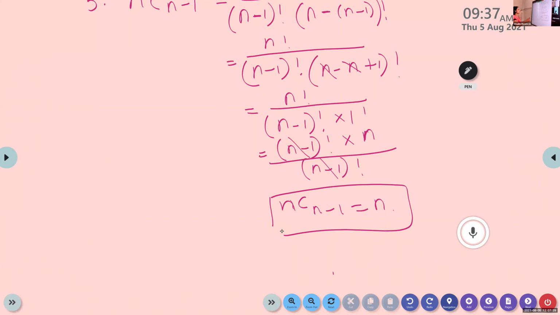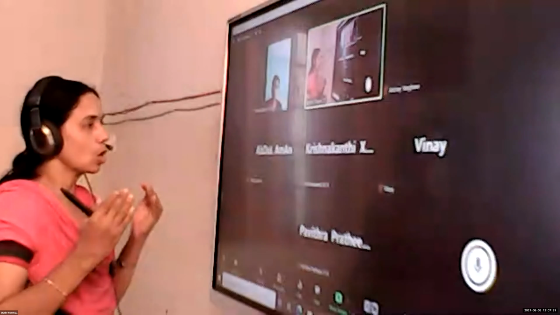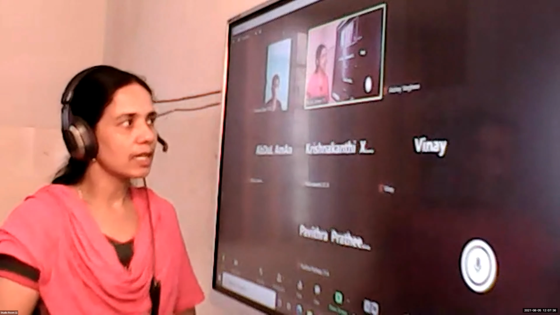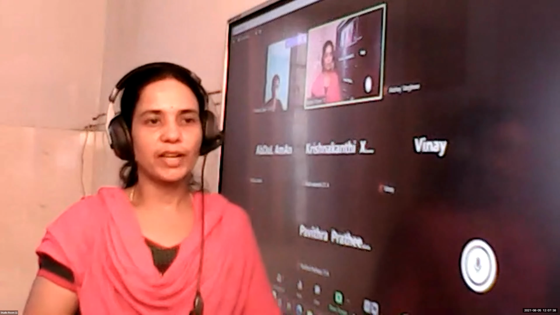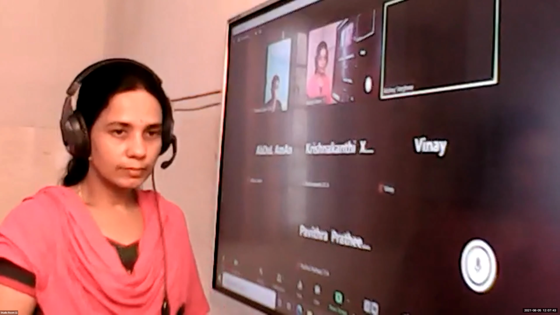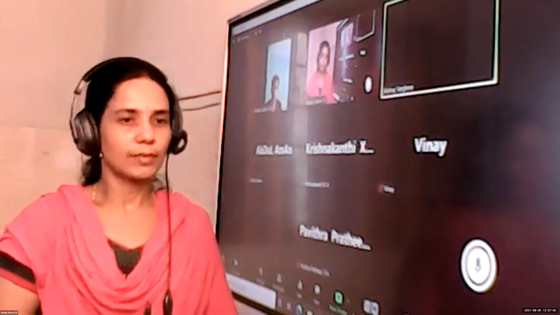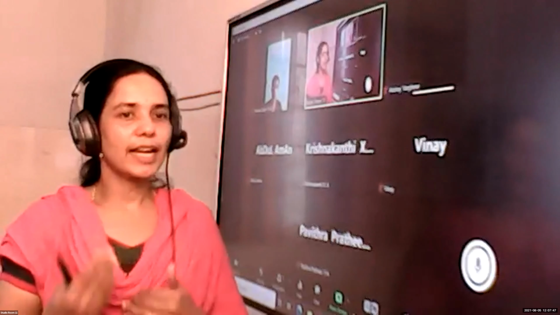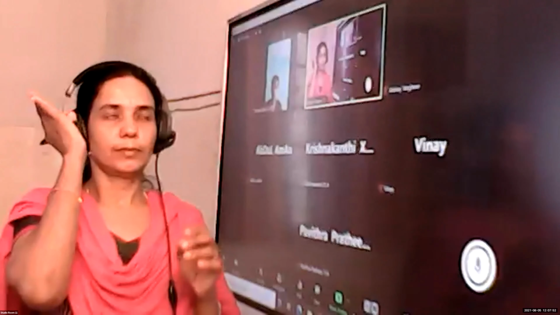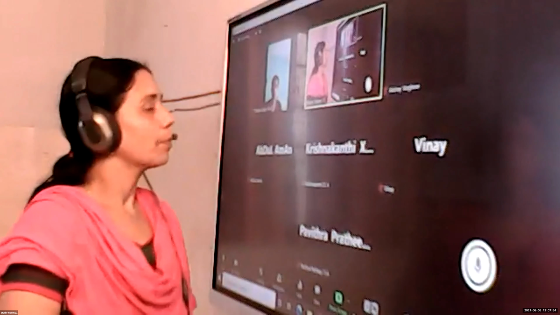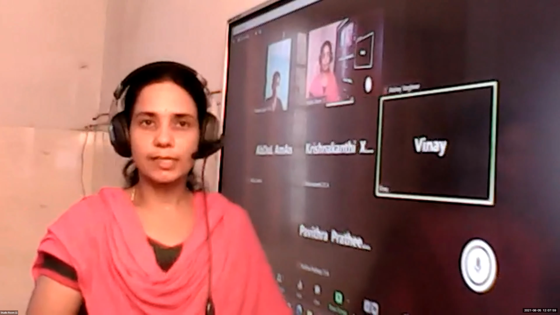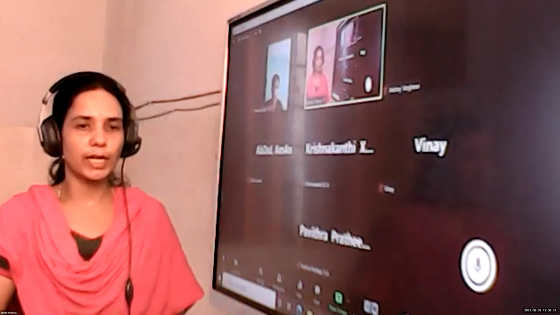Is it okay, children? So we have learned some formulas. All these formulas you have to learn thoroughly. What is the definition of nCr? Akshay, how will you define nCr? n factorial by r factorial into n minus r factorial. Very good. Vinay, the relation between permutation and combination? nPr by r factorial. Very good. nCr is nPr by r factorial.